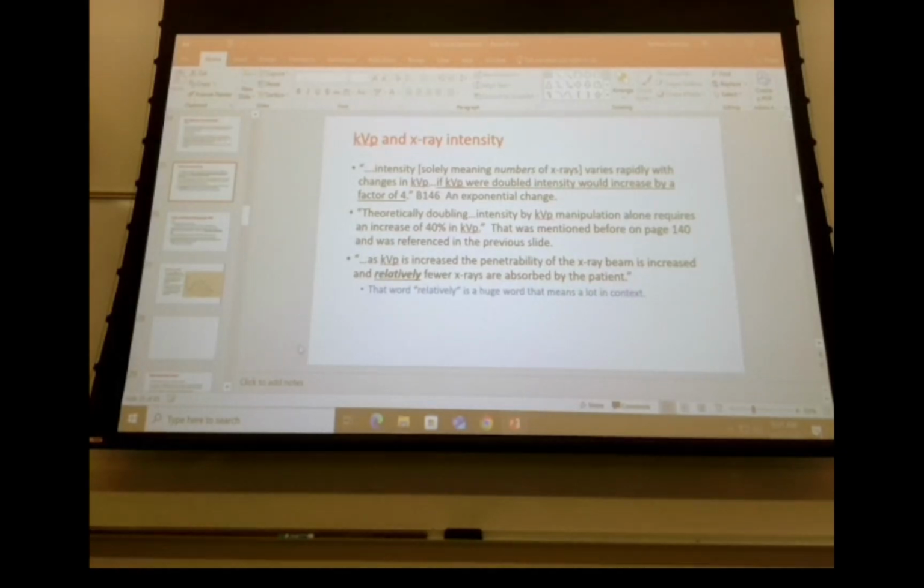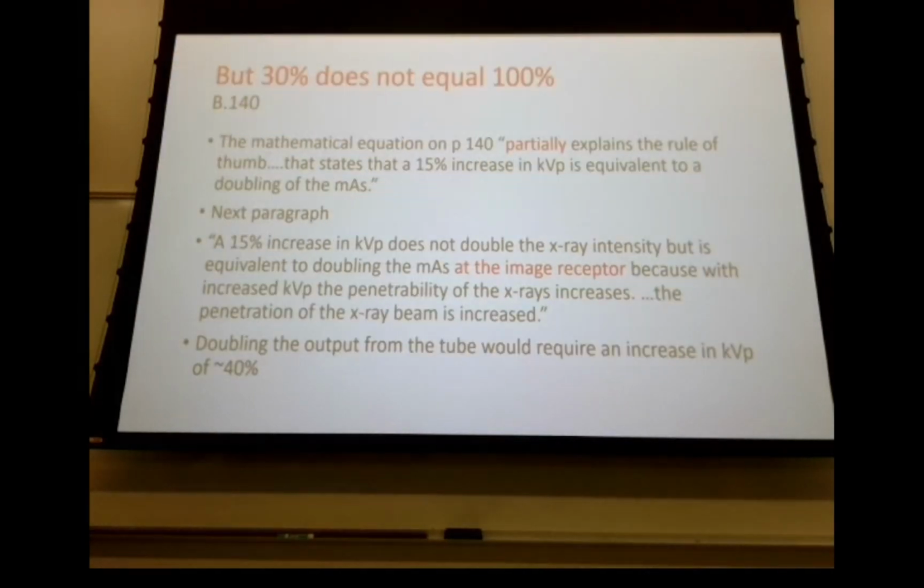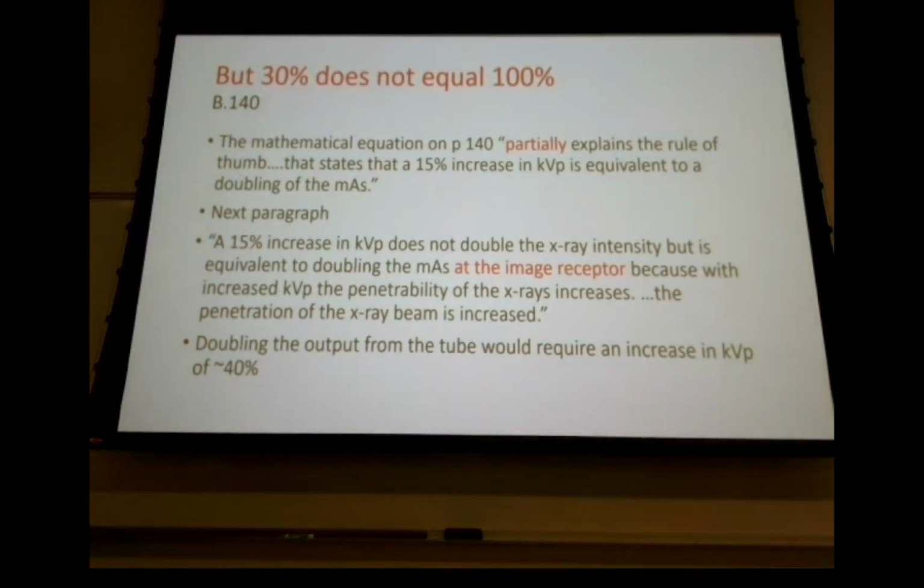Just to review what we talked about on Wednesday. Let me back up just one more. A 30% increase in output is what we get whenever we increase our kVp by 15%, right? So that's output from the X-ray tube. It only goes up by about 30%. 40% would actually double the output from the X-ray tube, but the 15% only gives us about 30%.